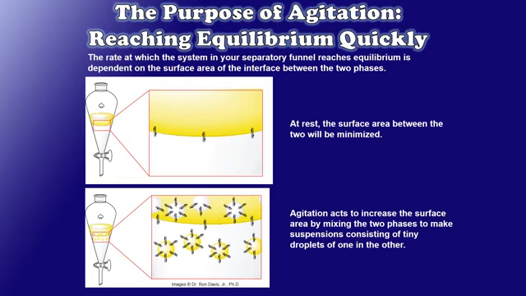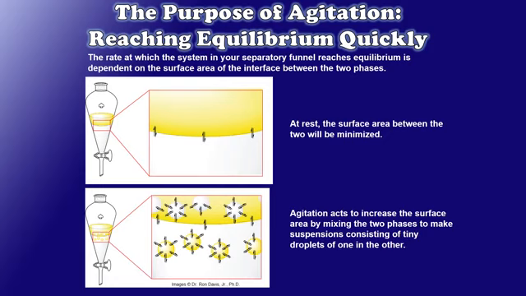So why do we go to the trouble of agitating during an extraction process? And why is it so important that we do it? The reason is this: we want to reach equilibrium as quickly as possible. We're relying on equilibrium constants to predict the outcome of an extraction, so we have to be sure the system really is at equilibrium before we begin separating one layer from the other.